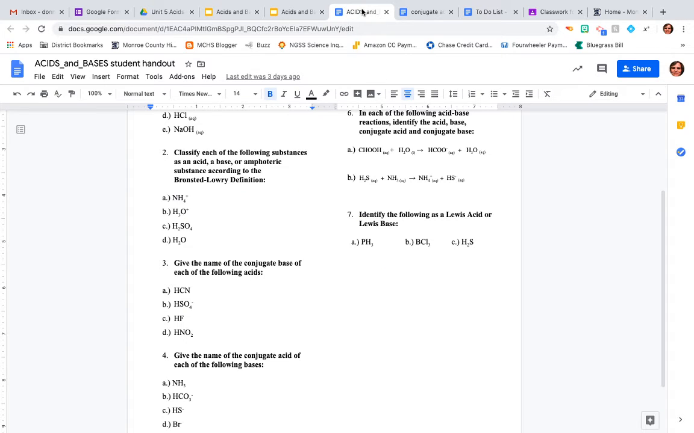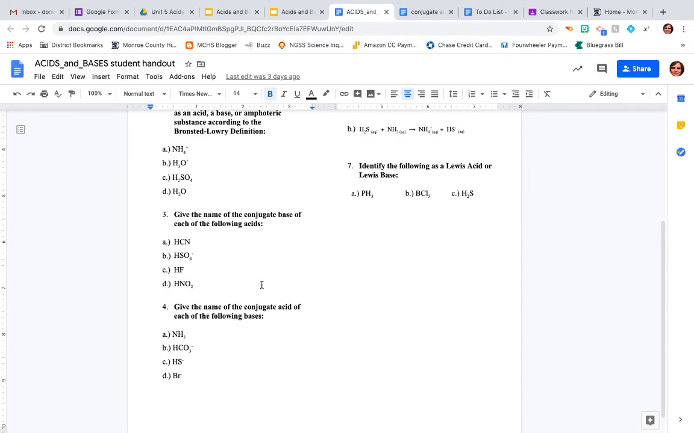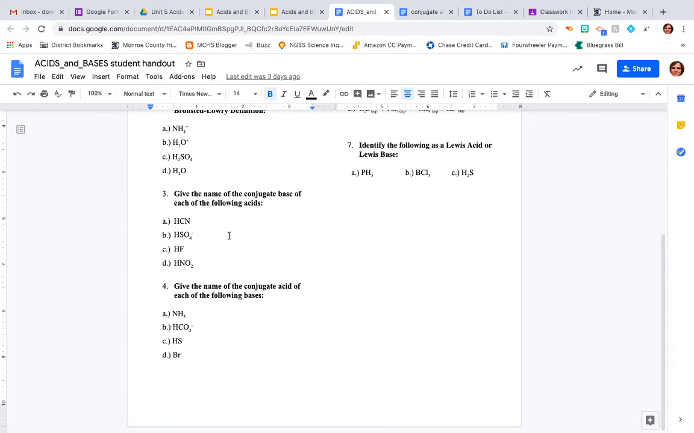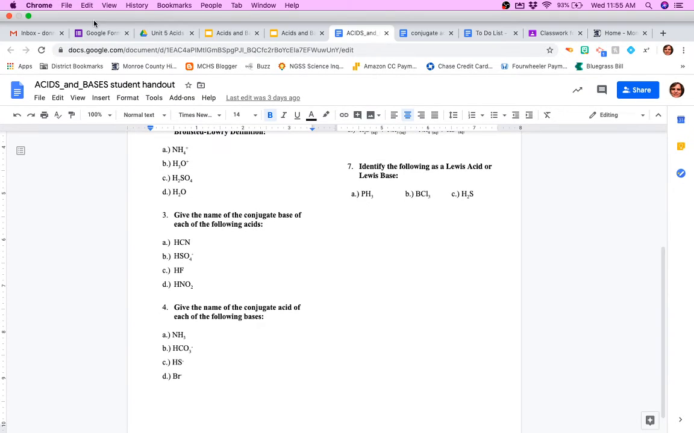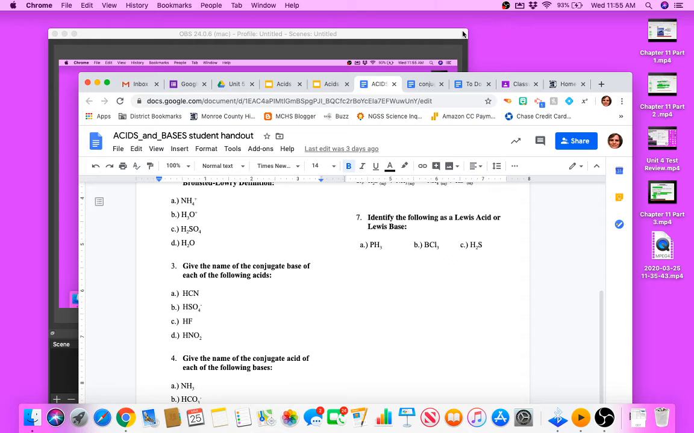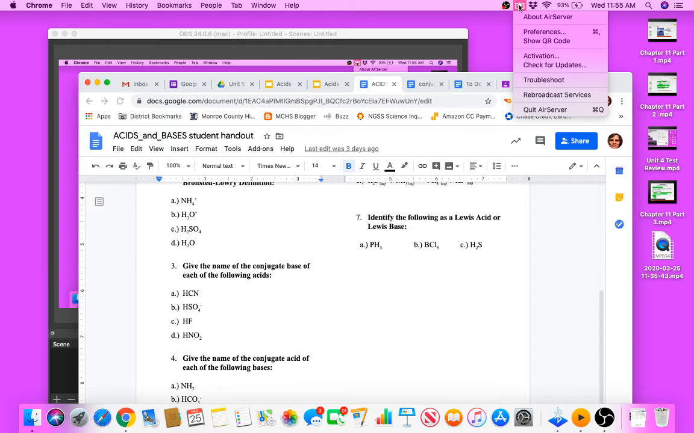So let's look at some practice problems here. Okay, so number 3, give the name of the conjugate base of each of the following. What we're going to do is just talk about what these would be. So if you have HCN, and we know that these are acids, so we know they're going to donate protons.